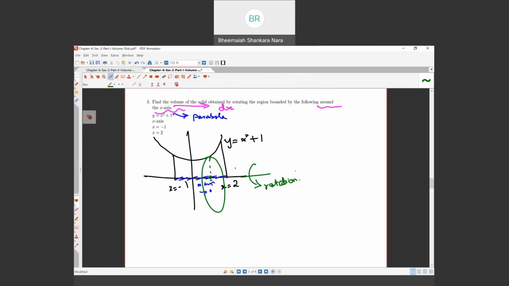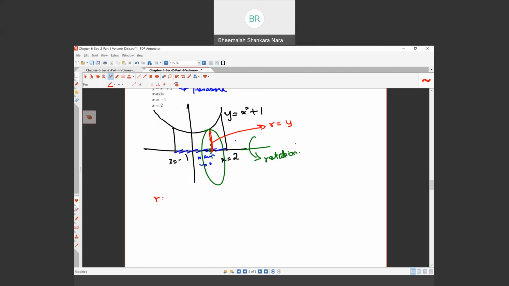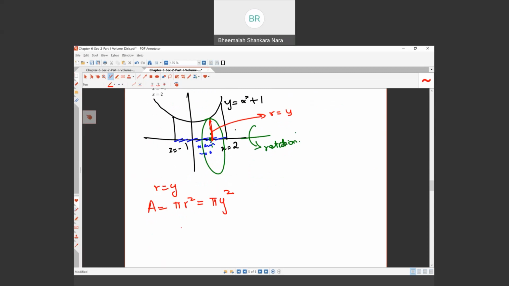So now let's name the radius of this disk here as r equal to y. That's this distance, r equal to y. Now let's say r equal to y, and we know the area of the disk is pi r square, which is pi y square. Now let's try to plug in for y. For the given problem, we know this is the parabola x squared plus 1, and then you have the square.